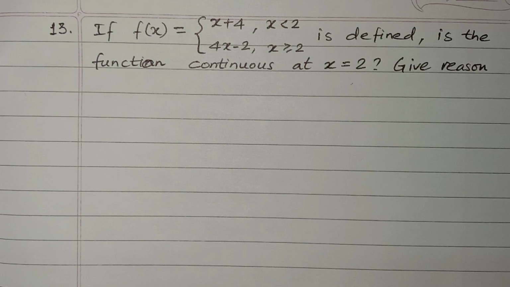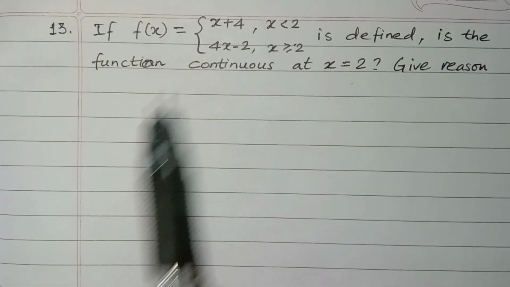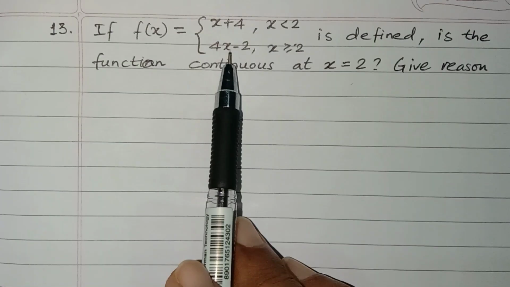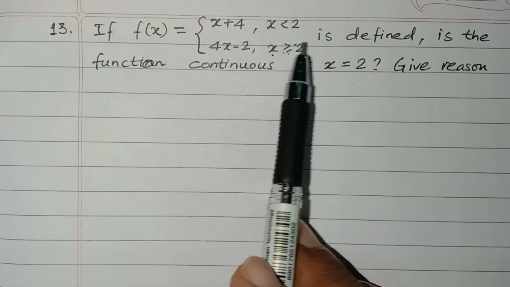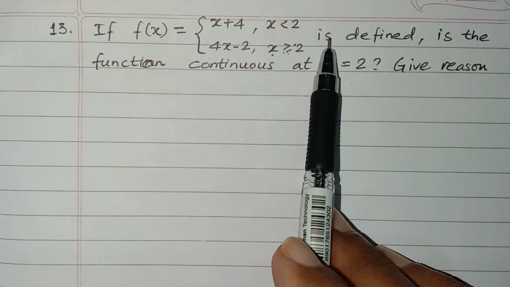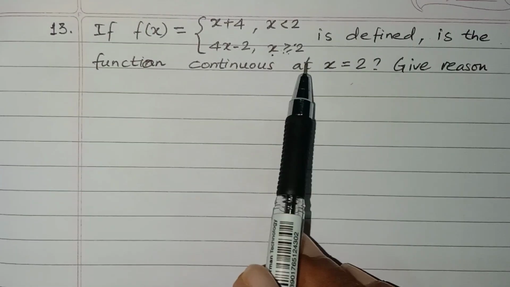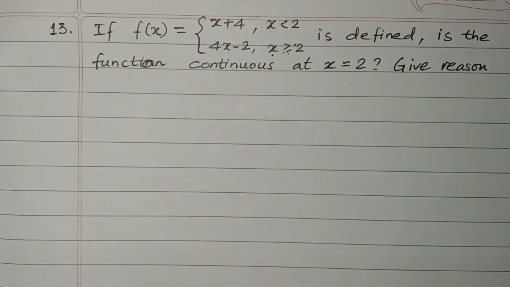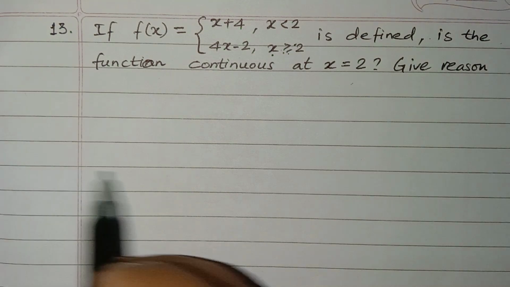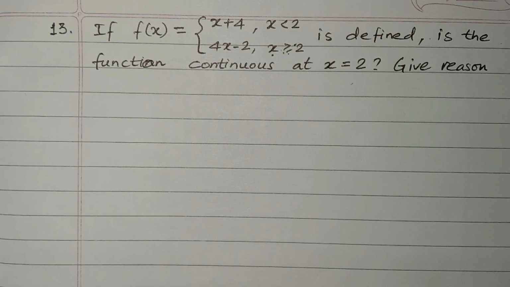The question number 13 goes like this: if f of x is equal to x plus 4 when x is lesser than 2, and f of x is equal to 4x minus 2 when x is equal to or greater than 2, the function is defined. Is the function continuous at x equal to 2? Give reason. Okay, so how we do this question is related to the limit of the function. So let's see how to solve this.